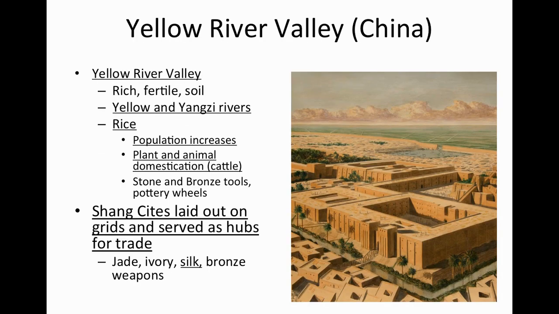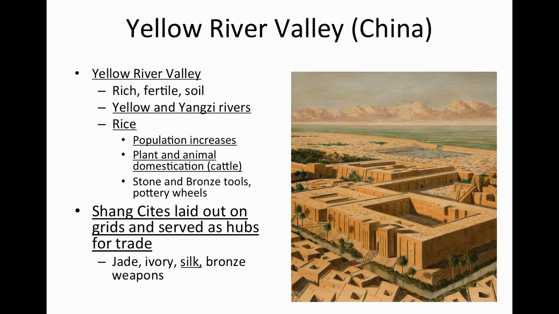All right, in China, civilization emerges along the Yellow River and the Yangtze River. Like the Nile, these rivers provided irrigation supplies and great soil. Because of that, you're going to see cities like Shang emerge. Remember, a common concept is that a lot of these cities were very organized. They were laid out in grids. If you remember in India, we're going to talk about Mohenjo-daro.